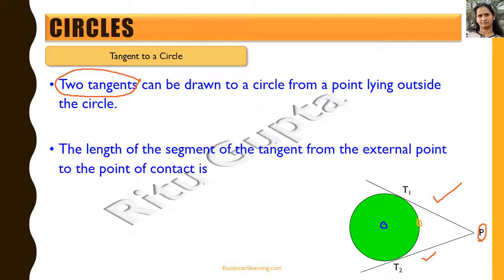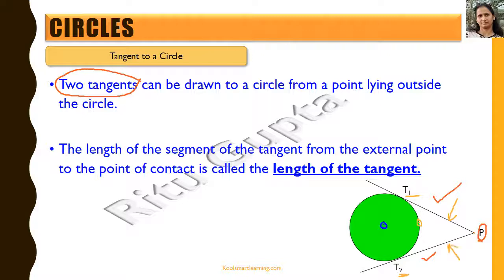And now if we are drawing two tangents from a point lying outside the circle, the length of the segment of the tangent from this external point P to the point of contact, which is T1 or T2, this is called the length of the tangent. So we are saying PT1 or PT2. PT1 is the length of the first tangent and PT2 is the length of the second tangent.